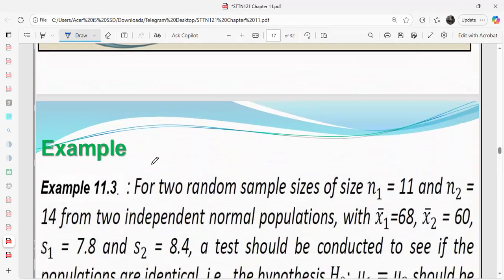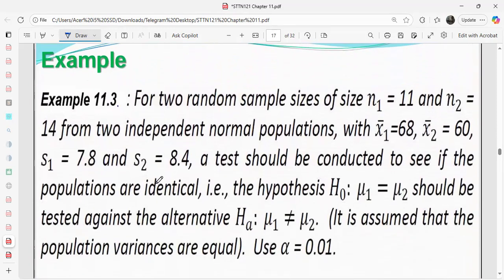So let's look at the question. Okay, here they say that for two random samples of size n1, which is 11, look at this one, n1 is equal to 11, n2 is equal to 14. You see, 14. So it means that n1 is less than 30 and n2 is less than 30. So we're going to use the method of T, where x bar 1 is 68, x bar 2 is 60. This one is straightforward. S1 is 7.8, S2 is 8.4.